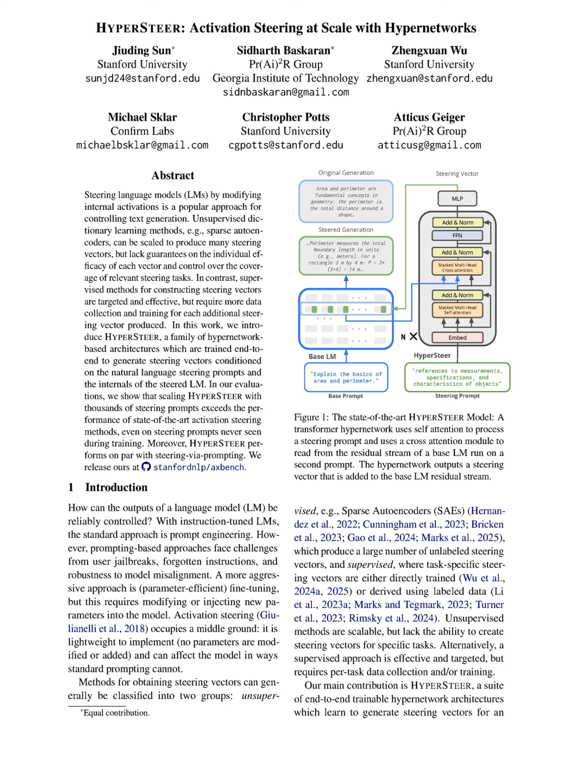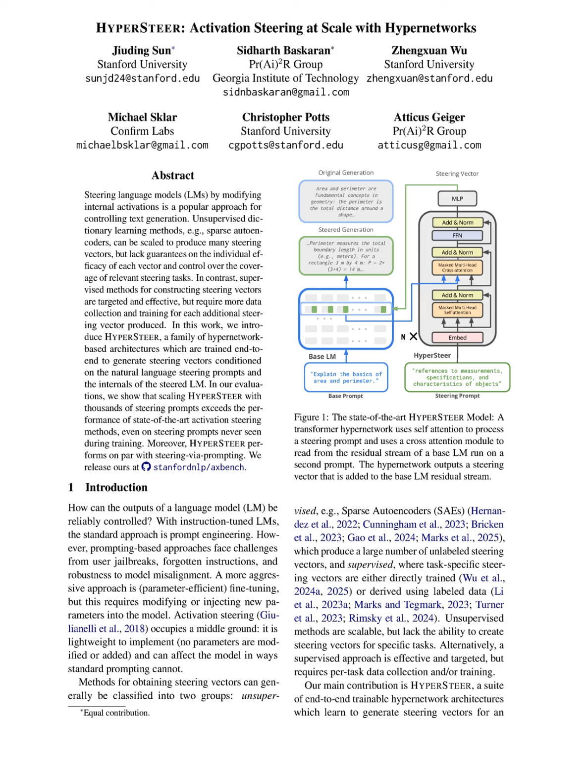HYPERSTEER aims to solve the problem of reliably controlling the outputs of instruction-tuned language models, LMs, by generating effective steering vectors that enhance model performance without modifying or adding parameters. Existing methods like prompt engineering face challenges such as user jailbreaks, forgotten instructions, and robustness issues, while parameter-efficient fine-tuning requires significant modifications to the model.